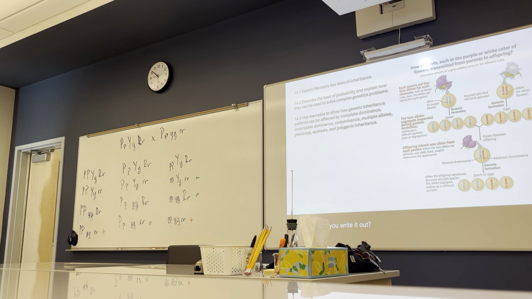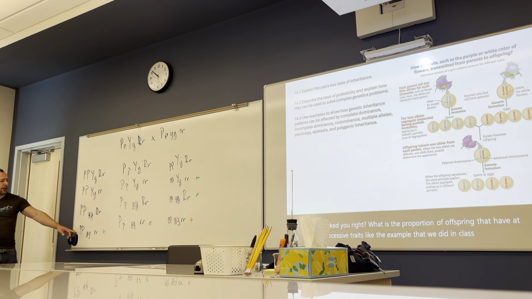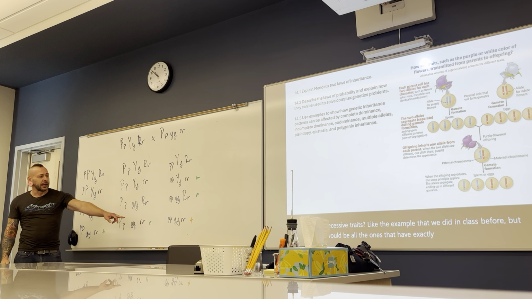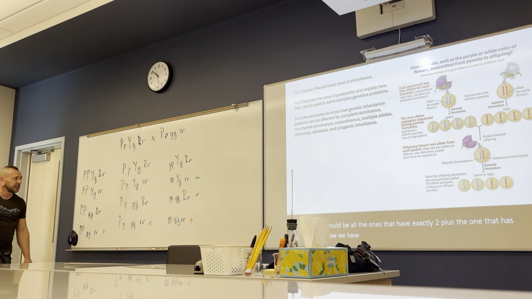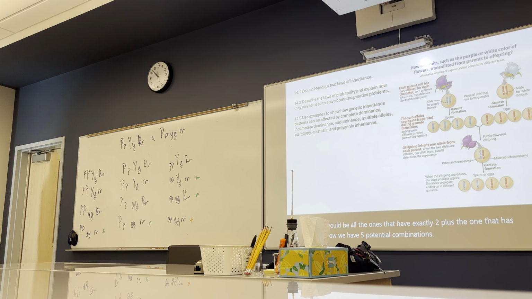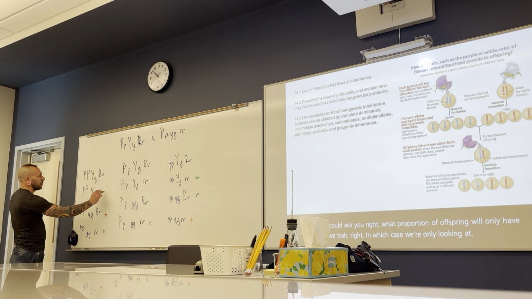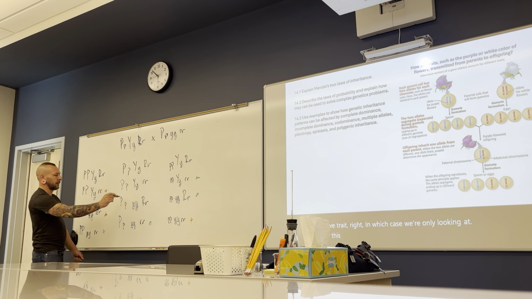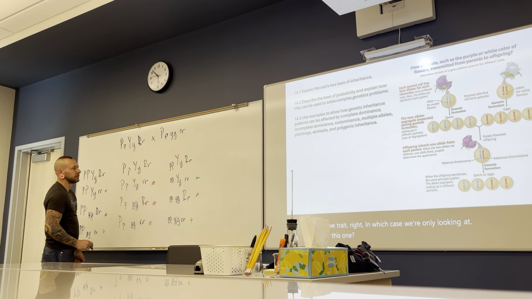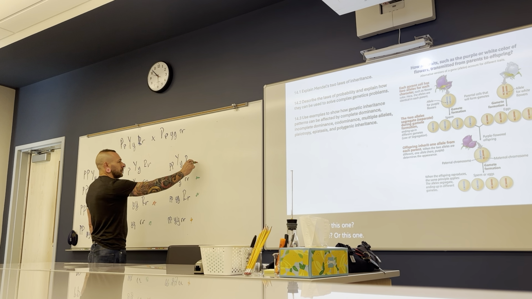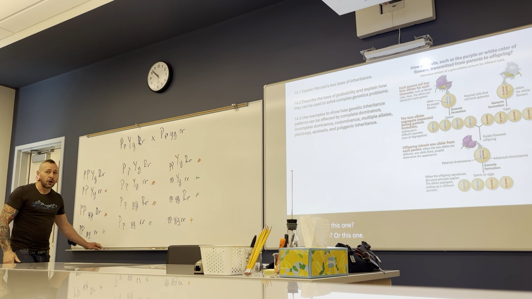What if I asked you what is the proportion of offspring that have at least two recessive traits, like the example that we did in class before? Well, at least two would be all the ones that have exactly two, plus the one that has three, so now we have five potential combinations. Or I could ask you what proportion of offspring will only have one recessive trait, in which case we're only looking at this one, or this one, or this one, or this one, or this one.